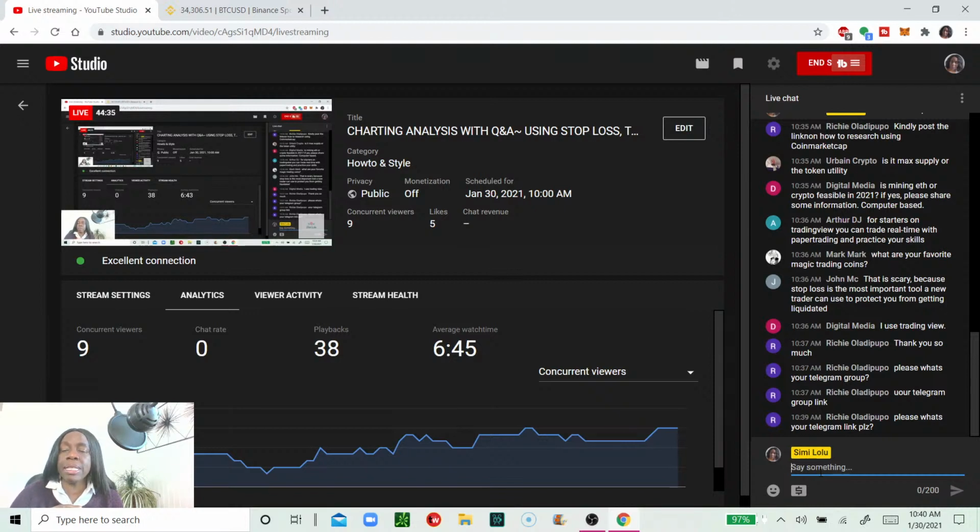Definitely. John Mack says, this is scary because stop loss is the most important tool a new trader can use to protect yourself from getting liquidated, like from losing your stock. Yes, but then again, the market is the market.